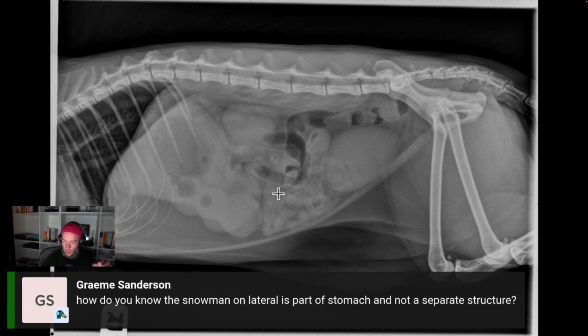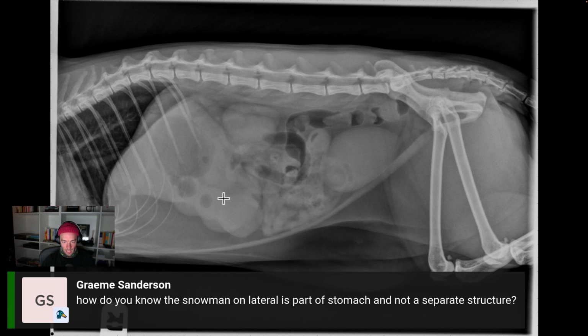So how do I know this is the stomach and not another structure? Graeme, if you can convince yourself that these three are related in the snowman Kong toy, okay, this structure, if you can convince yourself that this has gas and this has gas.